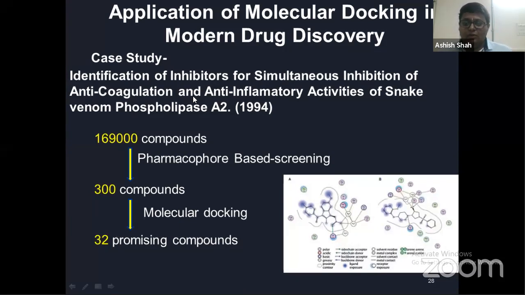So if you compare, if you don't adopt this kind of approach, you may have to start with the synthesis of this much compound. You have to do synthesis, you have to do biological activity. So you can assume it requires so much time, as well as cost, as well as the chemicals and all these things. So that's why these techniques are really necessary nowadays.